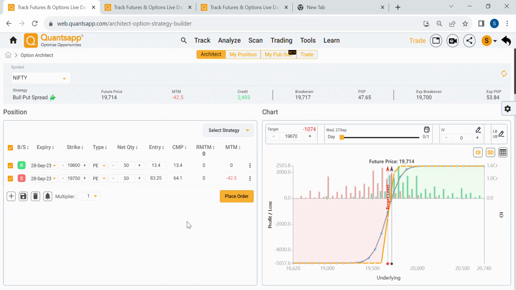So something like this, something like credit spreads, can also be practiced when we are a bit closer to the expiry. So do check out Architect, analyze your various option trading strategies over here in Option Architect.